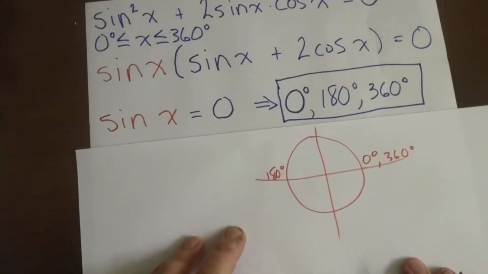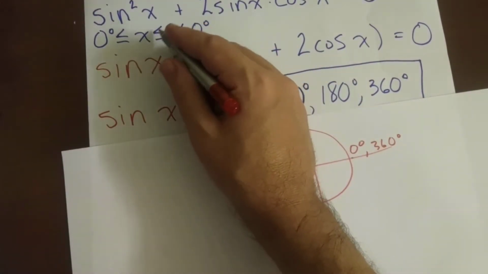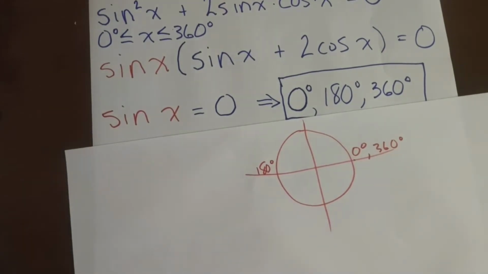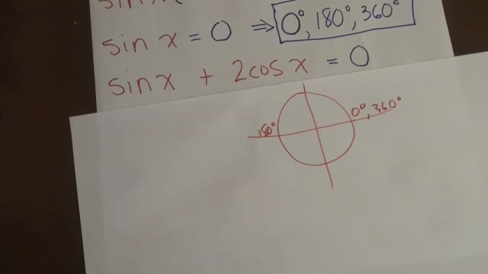And then to come back to this, it's less than or equal to 360. So we've got to include that. So don't forget that. That's easy to forget. If you forget, no problem, but try not to.